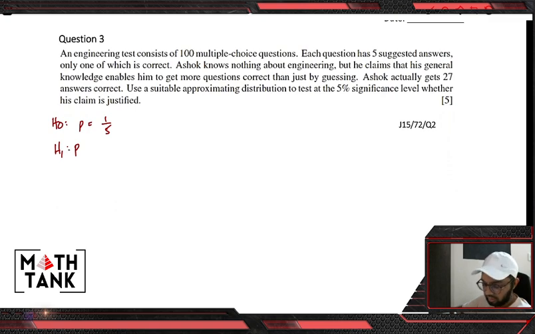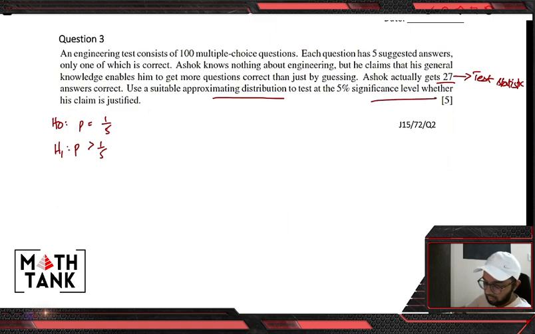But if he claims that he has more capability than just guessing, he has more knowledge, although he hasn't done engineering, I would say that this probability of getting an answer correct should be greater than 1 over 5, given that he has a certain amount of general knowledge. Then it says that Ashok actually gets 27 correct answers. So that is his test statistic. Use a suitable approximating distribution at the 5% significance level to decide whether his claim is justified.